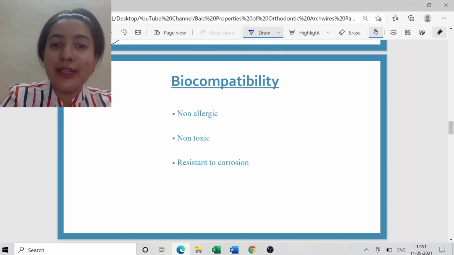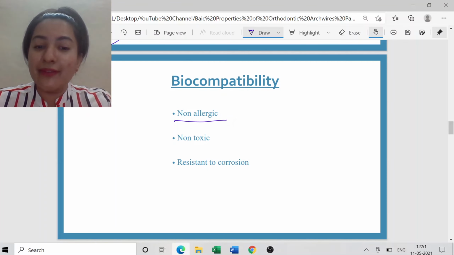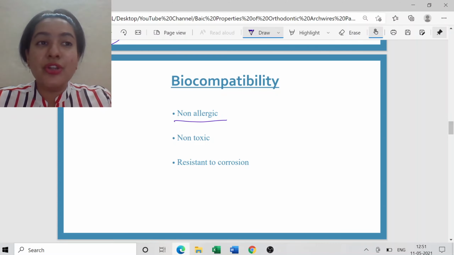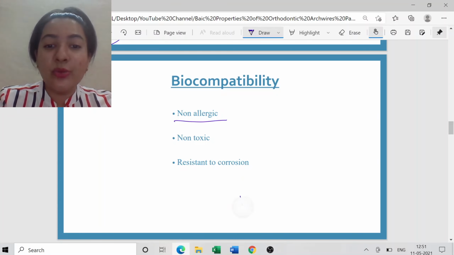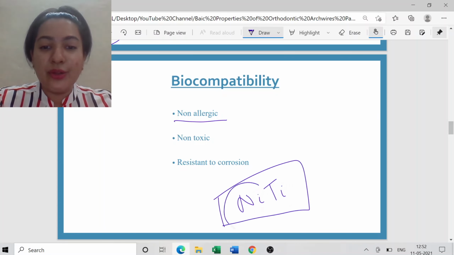The patient, it should be non-allergic. You all must have heard of latex allergy. We have those latex examination gloves, and often patients are allergic to latex. Similarly, patients are allergic to nickel also, which is known as nickel allergy. Okay, and where do we use it in orthodontics? We use it in nickel titanium wires, NiTi wires. They have a content of nickel.